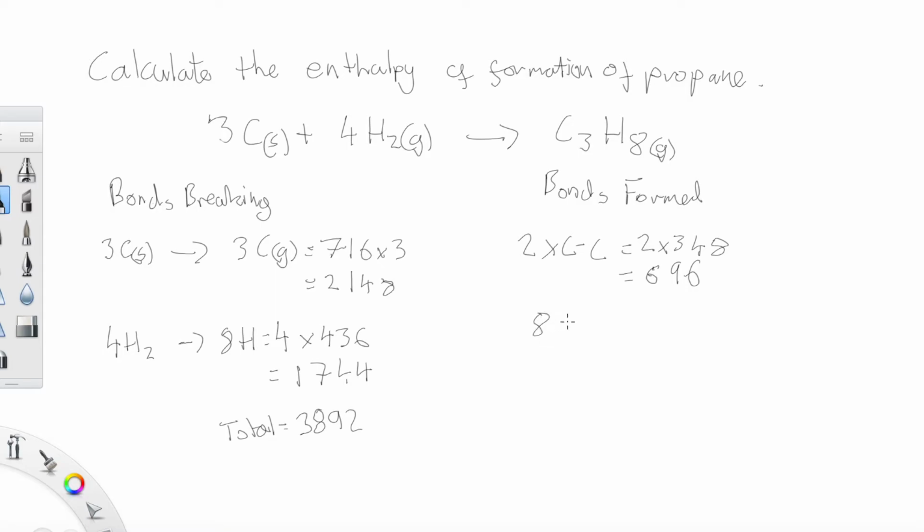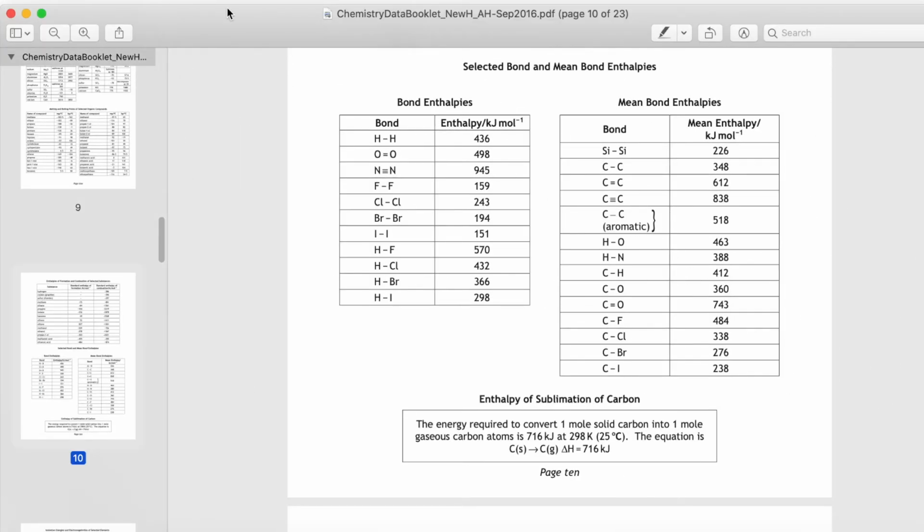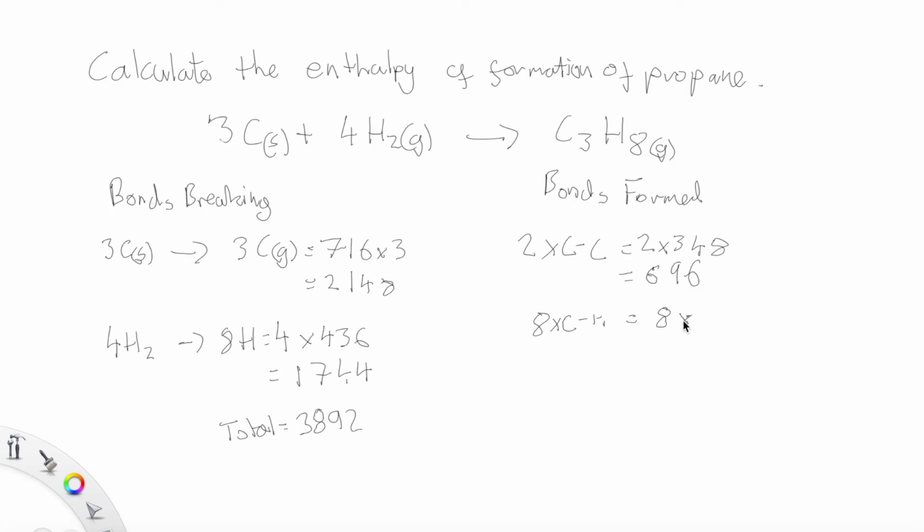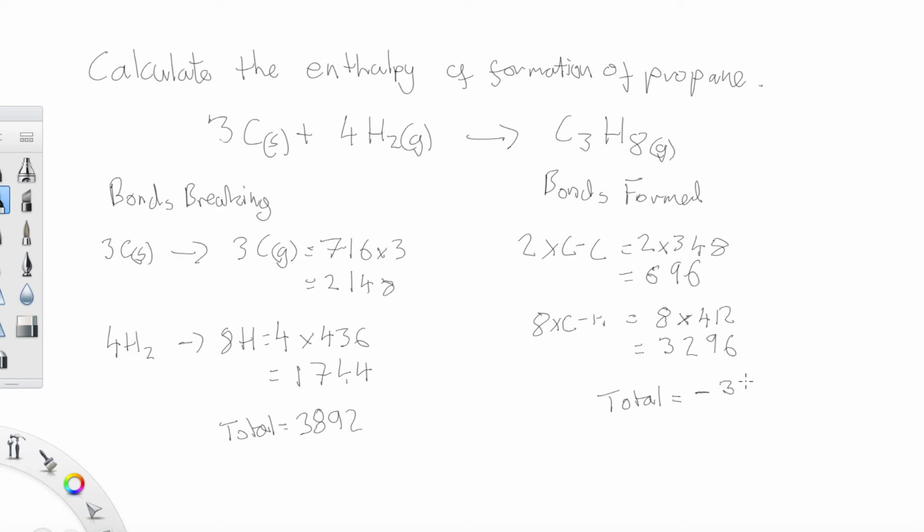And I'm going to make 8 carbon to hydrogen bonds. That's 8 times 412. 8 times 412 is 3296. So the total is equal to 3296 plus 696. Now, because we're forming bonds, this is an exothermic process, so the enthalpy change is going to be negative.